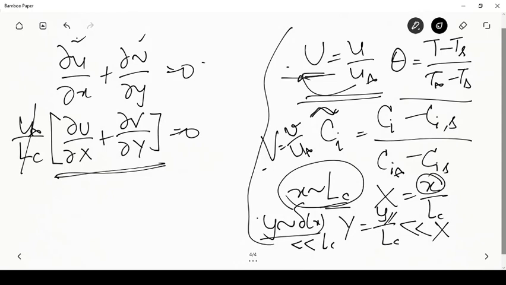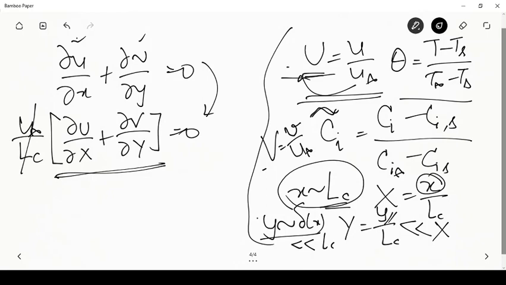So that is your equivalent equation to this. And now here x varies from 0 to 1, y varies from 0 to delta by LC, which is a much smaller quantity, u varies from 0 to 1, and v will vary according to the order of magnitude of u, x and y. Now let us go to the next equation, which is the x momentum equation.